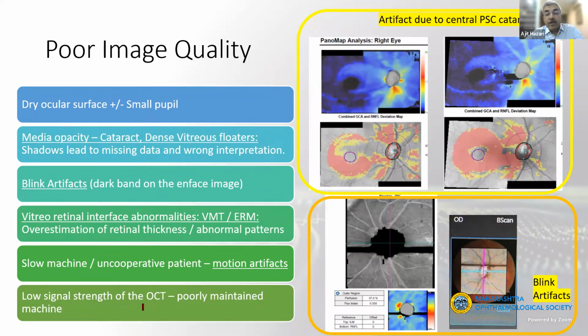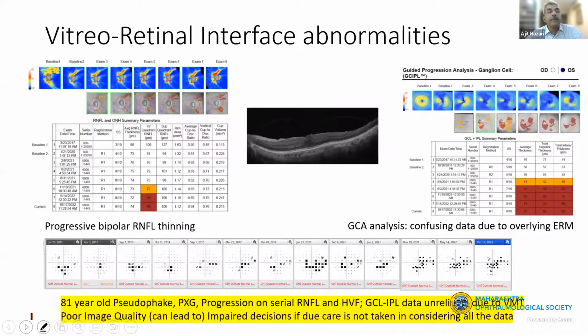If your machine is not well serviced or it's placed in a dusty area, it's likely to accumulate a lot of dust inside, and that finally will result in a lower signal strength for the OCT. And you will consistently get poor quality images.